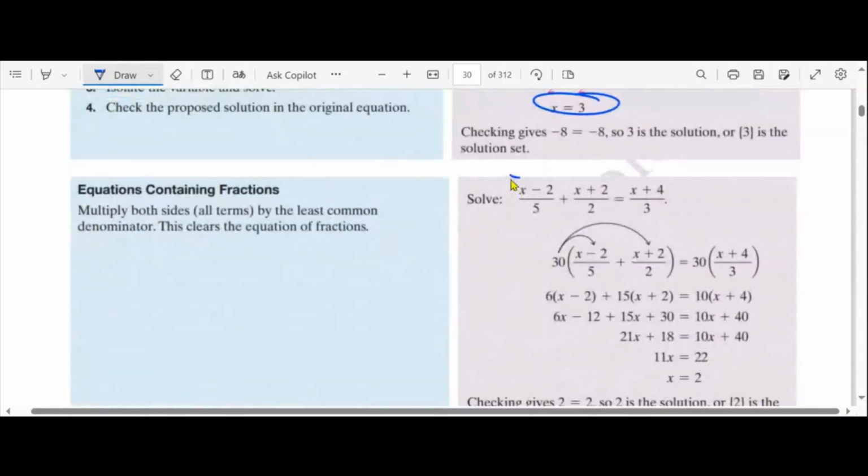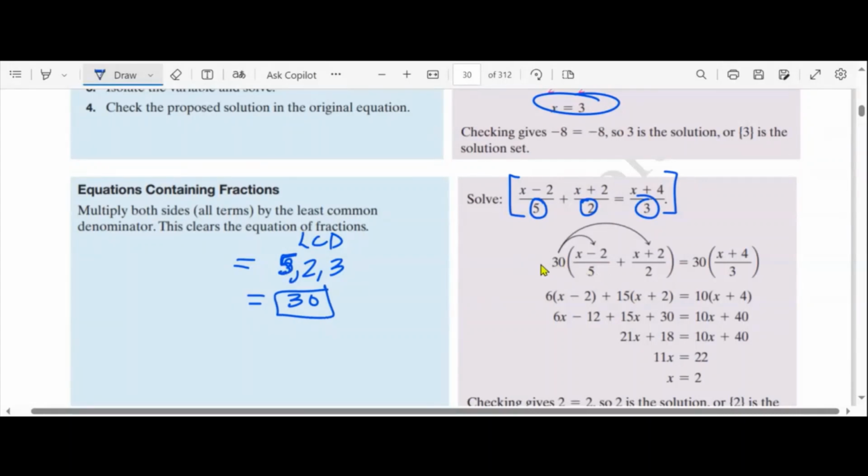Let's go for the next one. Now, many of you don't like fractions, right? You don't like them in the denominator. So the first thing you should do is find the LCD for 5, 2, and 3. What is the LCD for 5, 2, and 3? Is it 10? Is it 30? Which number goes into all three numbers? 30. The only number is 30.